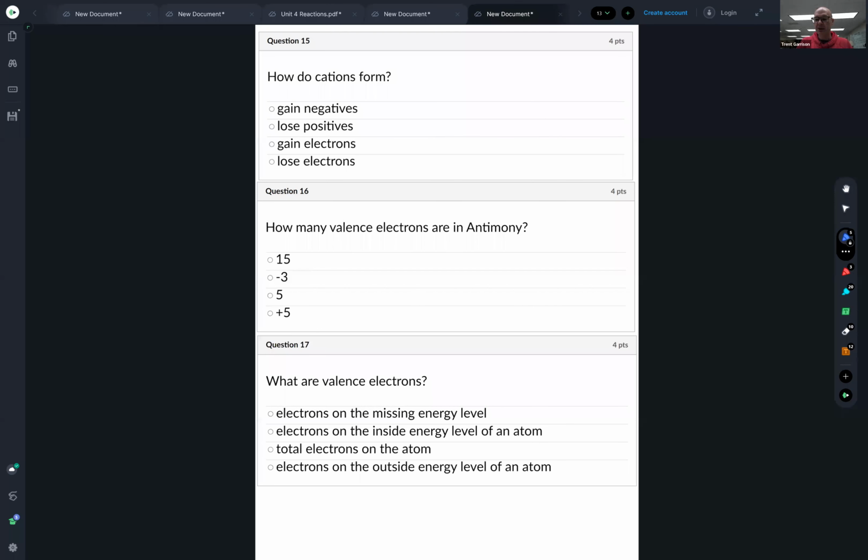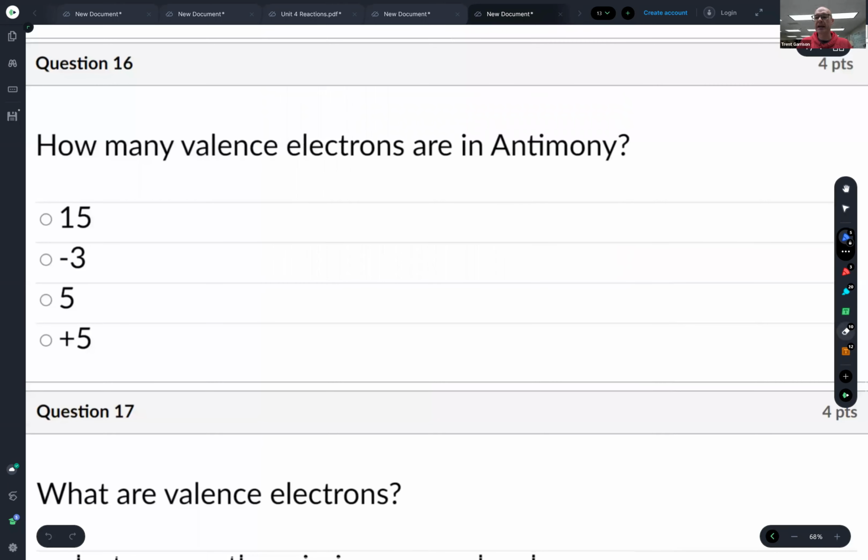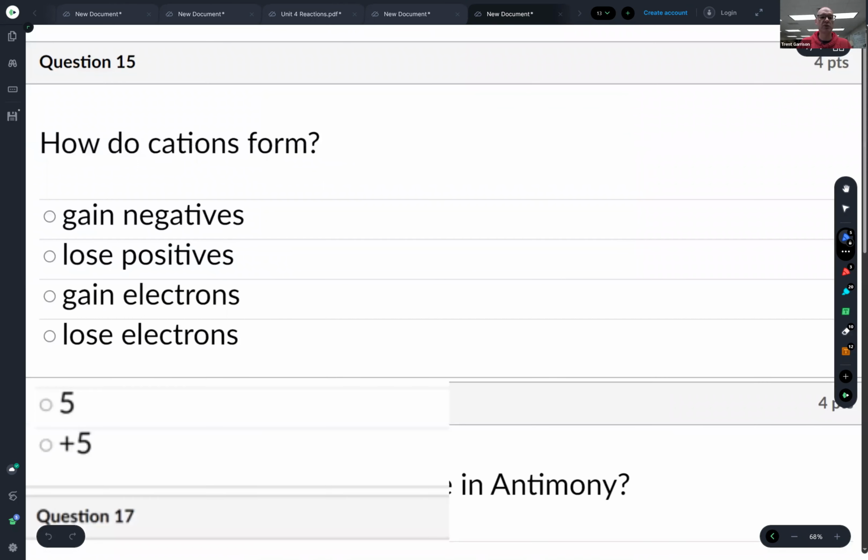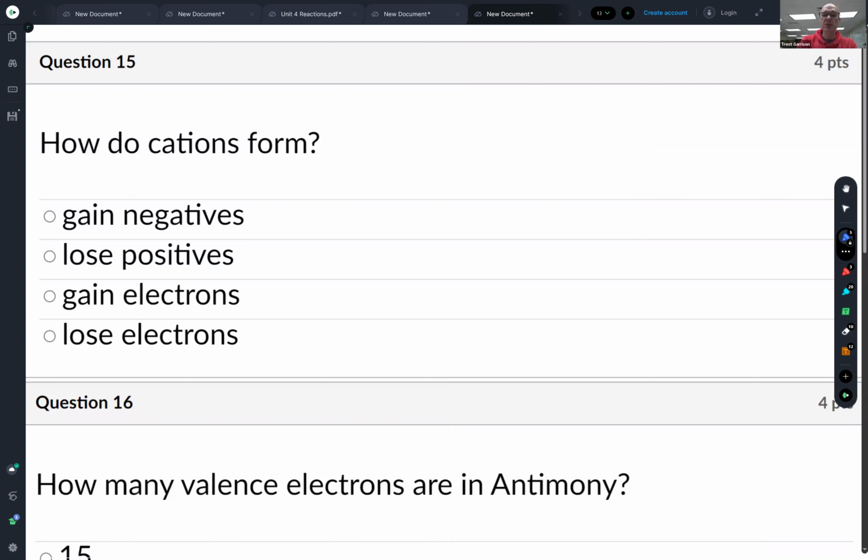All right, so question number 15. We just did all the naming of the compounds portion. Now we're getting into the multiple choice. How do cations form? Most important thing to answer this one is Planck rang.